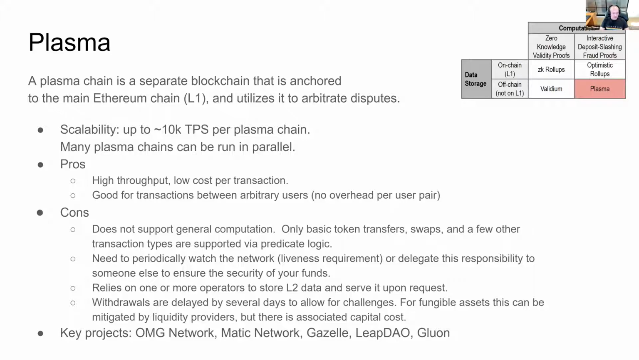There's the same need to watch the network, the same liveness requirement that you have with state channels. And there's a reliance on one or more operators to store layer 2 data and to serve it upon request. Because the data in a Plasma network or a Plasma chain is not stored on layer 1, you have to rely on somebody to store it, which is the layer 2 operators. And so if those operators become malicious or disappear and no longer make the data available or no longer serve the data upon request, then the Plasma network essentially becomes frozen and cannot transact anymore. You can still withdraw your funds, but you can't transact in the network.